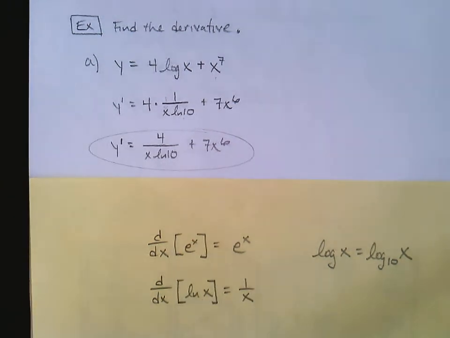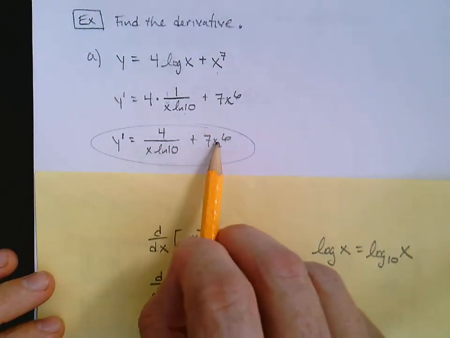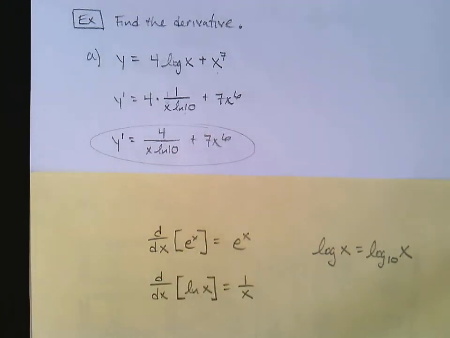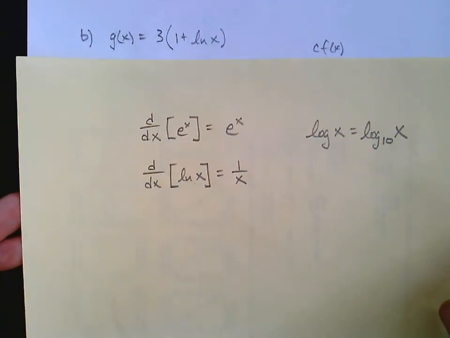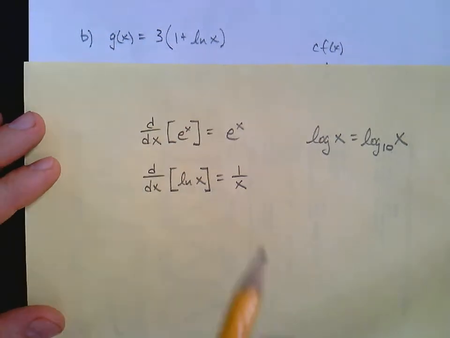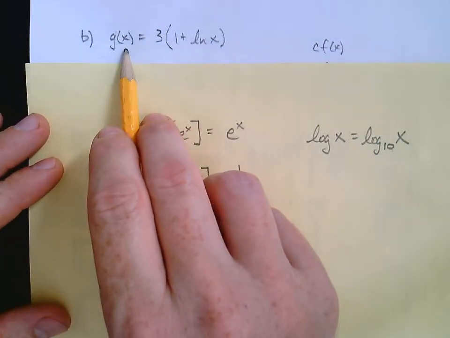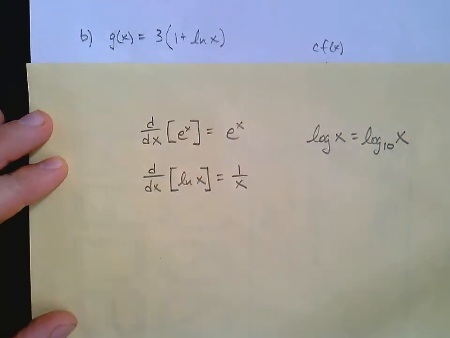Very nice. Now, certainly in problems in homework, you might need to plug numbers in for x. They might want an equation of a tangent line or a slope of a tangent line, or they might phrase it as find the instantaneous rate of change. Lots of different ways this could be presented. Let's do one more, part B. G of x equals 3 times 1 plus the natural log of x.